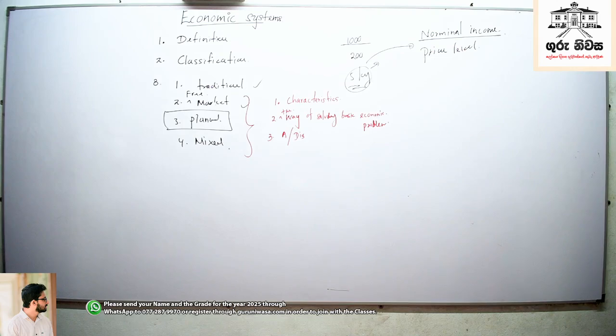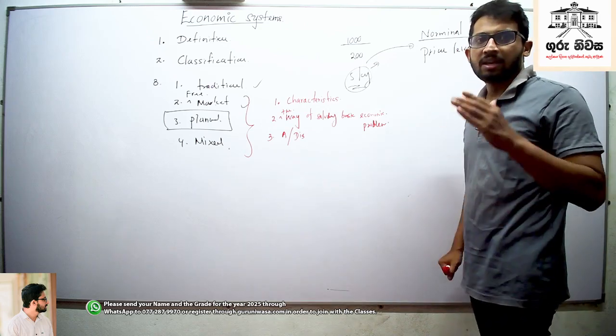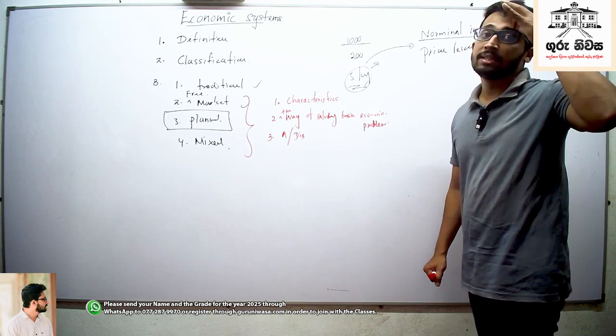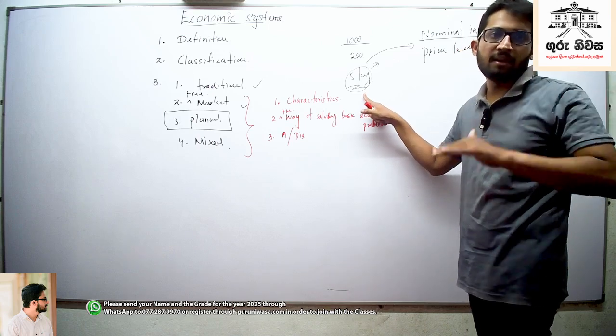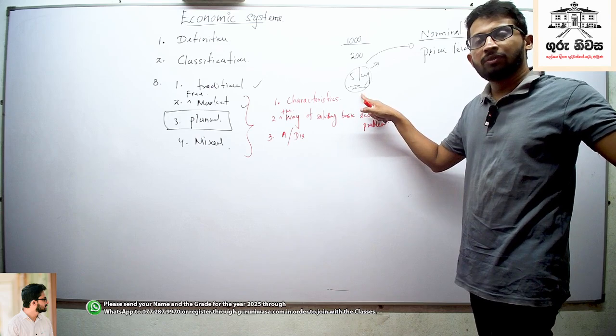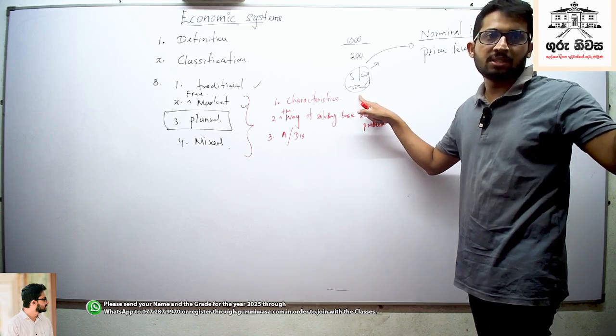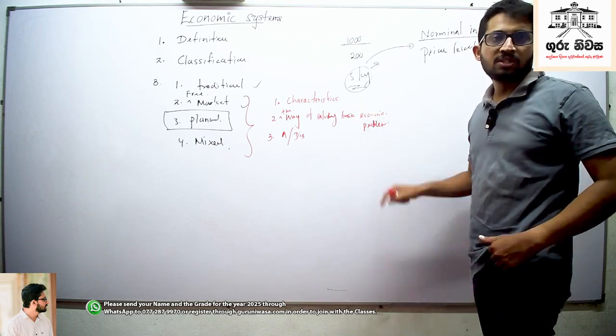The number of goods and services that you can buy directly affects your living standard. If you can afford more goods and services, you can have a luxury life, I mean a comfortable life, right? If you cannot afford more goods and services from your income, then your living standard is low.